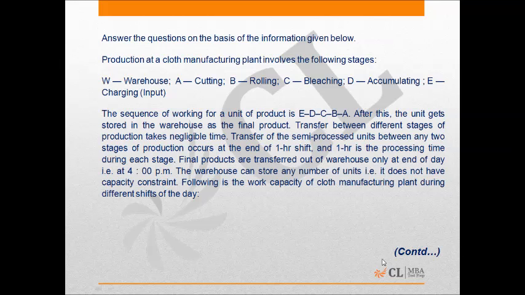After that, final products are transferred out of the warehouse only at end of day, that is 4 p.m. The warehouse can store any number of units, that is it doesn't have any capacity constraint. Following is the work capacity of the cloth manufacturing plant during different shifts of the day.